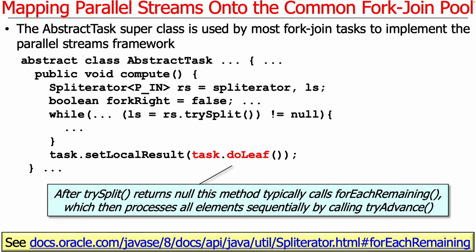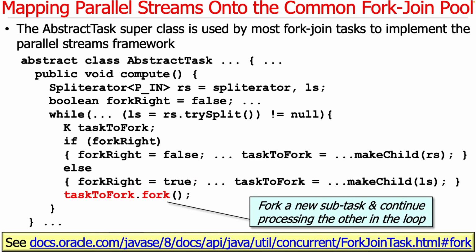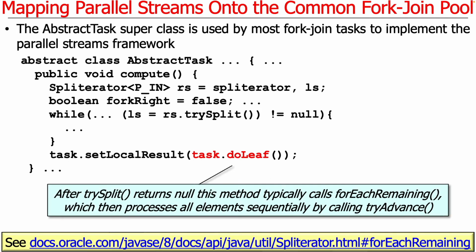And then after we are done with that loop, after we split things up as much as we possibly can, the do leaf call is made, and that typically will call for each remaining, which under the hood will call the element sequentially at that point by calling try advance. So what's happening here is that this is splitting things to have them run in parallel. And when it reaches a point where there's nothing left to be done, we go ahead and process the results that are no longer capable of being split any further.